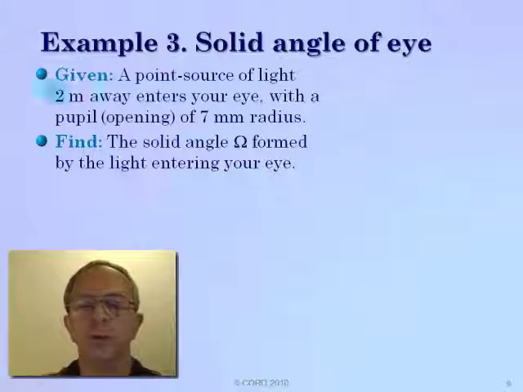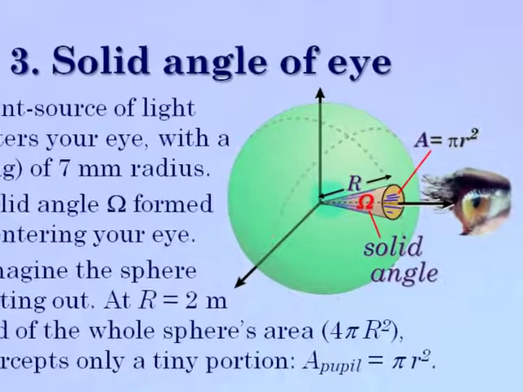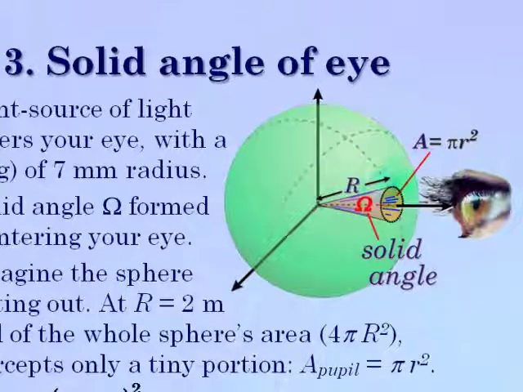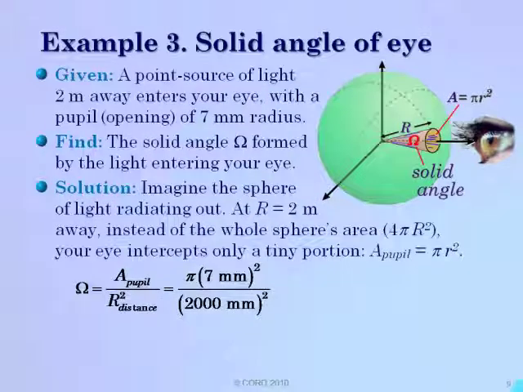We have a point source of light that is 2 meters away from your eye, and we'll assume your eye has a radius of 7 millimeters. The solid angle formed by the light entering your eye, that's what we'd like to find. So we've got a cone coming out from that light source, and when it reaches your eye, we're only interested in the 7 millimeter radius circle of the light that's going to actually enter the pupil of your eye. All the rest of the light out here and all around is not going to go into your eye. Only the light that comes right from that source and down that cone all the way to your eye. So what we'd like to find out is the solid angle represented by that cone.